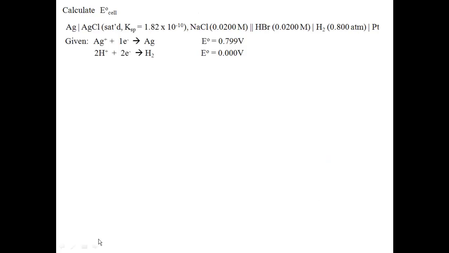Let's look at this one. Okay, we know that silver is being oxidized because it's on the left side, and I know that hydrogen is being reduced because it's on the right side. Silver has the larger potential, 0.799, but it's undergoing oxidation. So again, we're going to expect an electrolytic cell here. We expect some negative voltage because the higher potential is undergoing oxidation, not reduction.